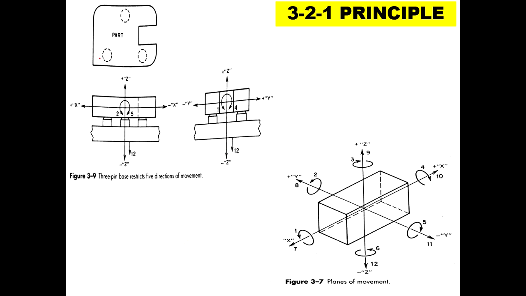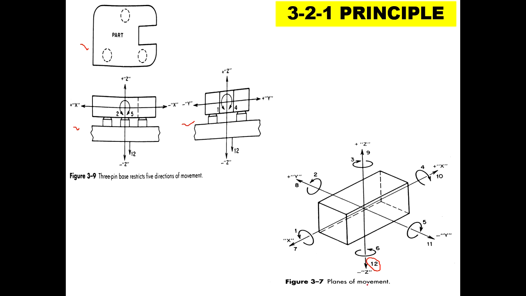Now at first, these are the 3 pins which are used at the base. Because of these 3 pins, we can see the front view, then the top view, and then the side view. Because of these 3 pins, we can clearly see that the workpiece cannot go in the downward direction. That is, this number 12 degree of freedom will be restricted.